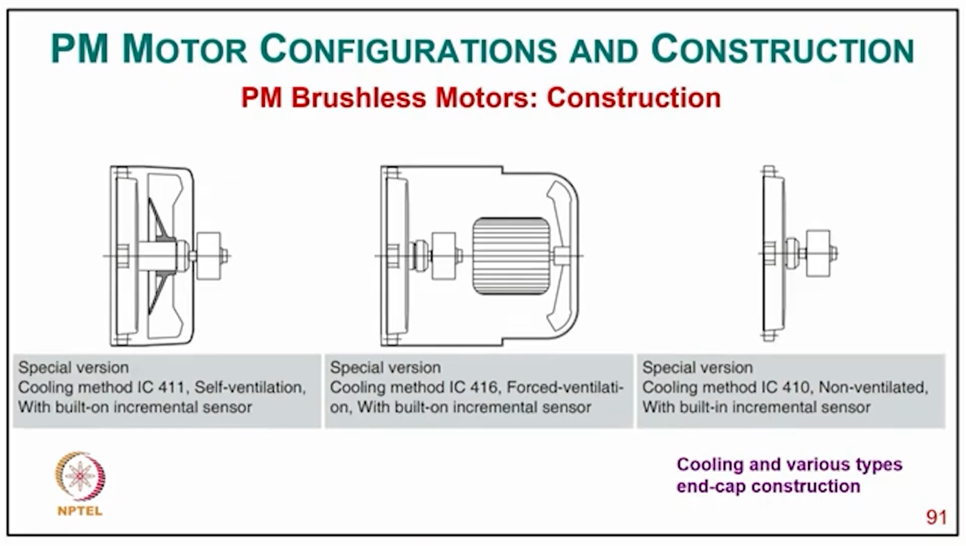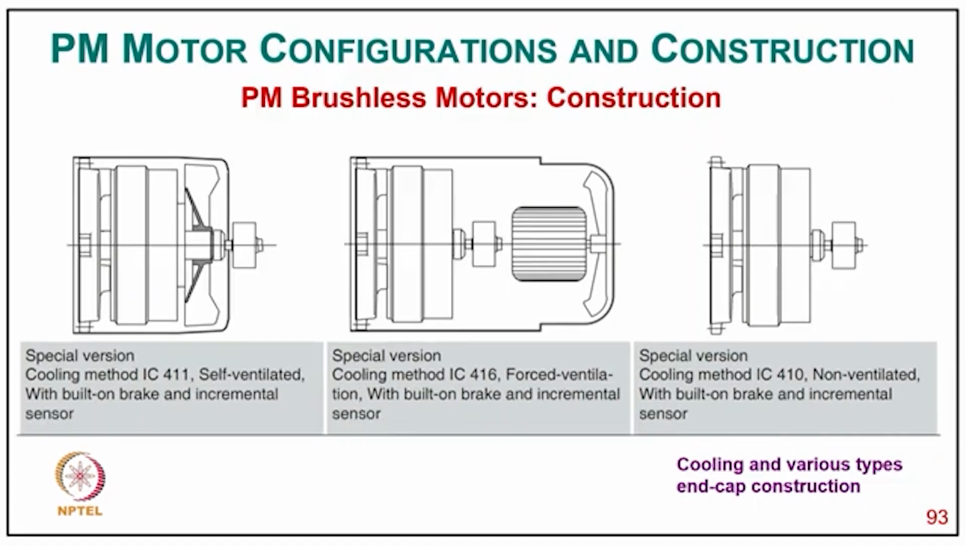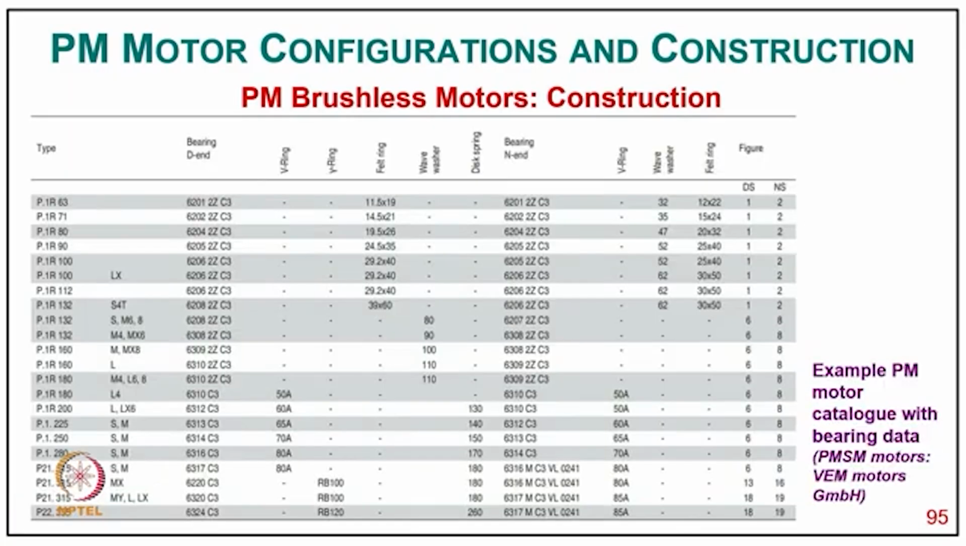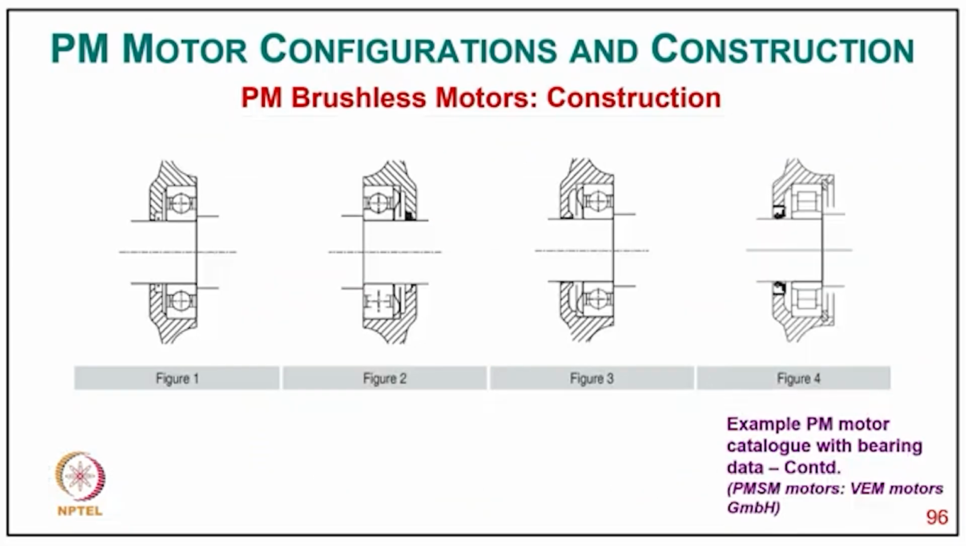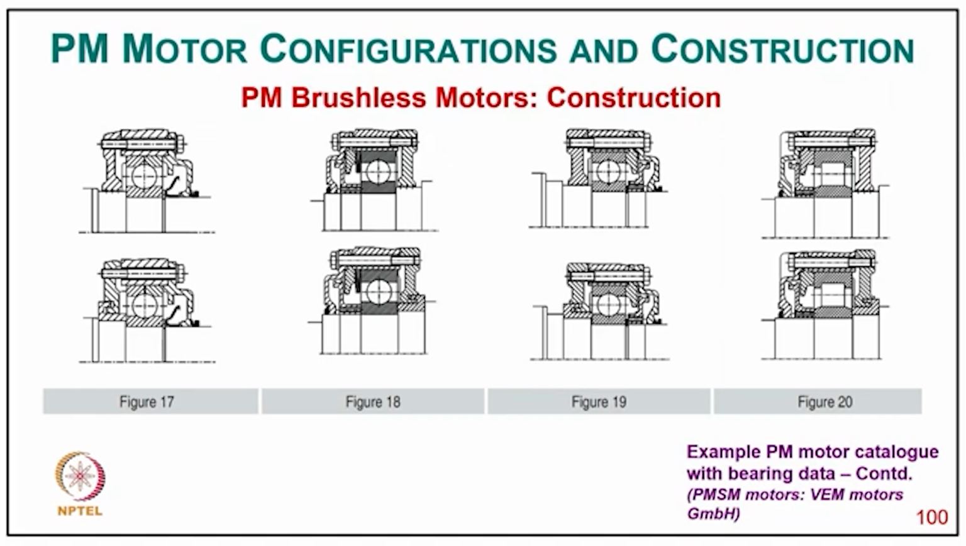So there are different kinds of special versions for cooling in the construction of these motors, including axial field. These are the different varieties of construction with cooling arrangements and different cooling standards. And then the exploded view, then the brushless motor construction from a German industry, showing the different specifications for the bearing and other parts. And then the construction example with the bearing data, so these are the typical bearing data of these motors.